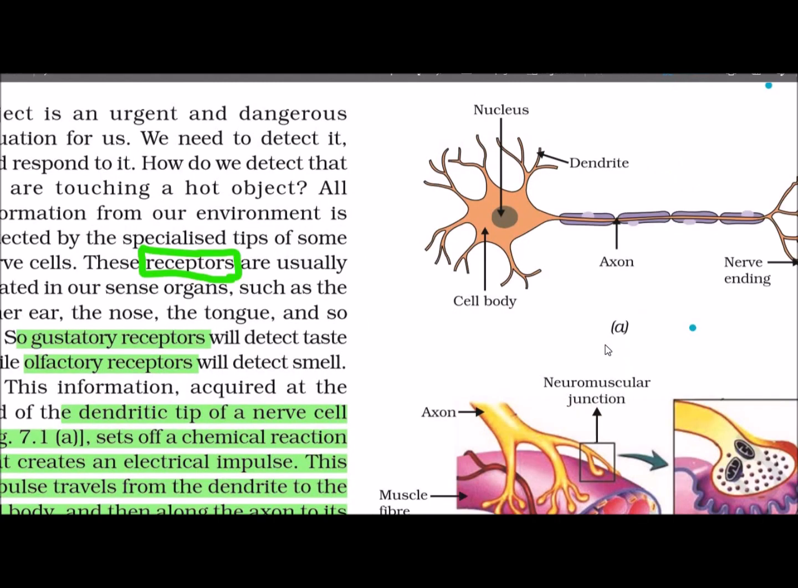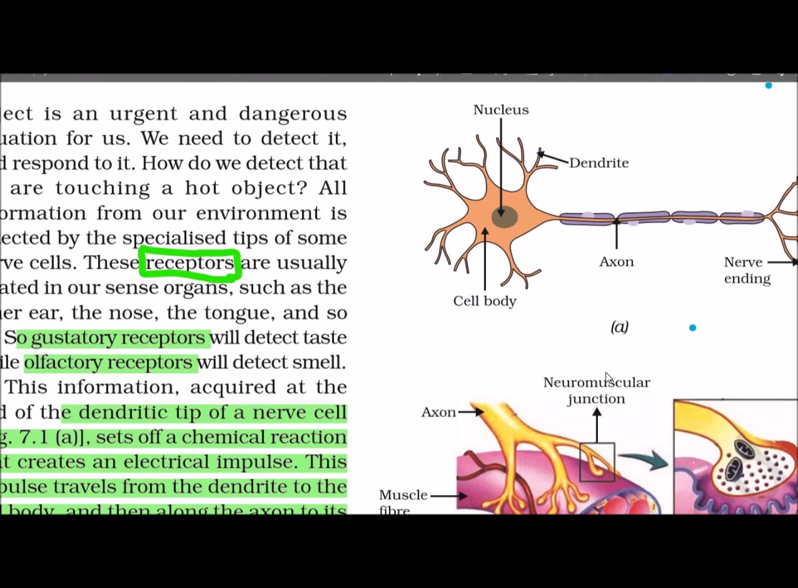Now we will discuss the structure of a neuron or nerve cell. A neuron or nerve cell is the structural and functional unit of the nervous system that is specialized to receive, conduct, and transmit impulses. So a neuron is the basic functional unit of the nervous system. A neuron receives information from the internal or the external environment or from other neurons.